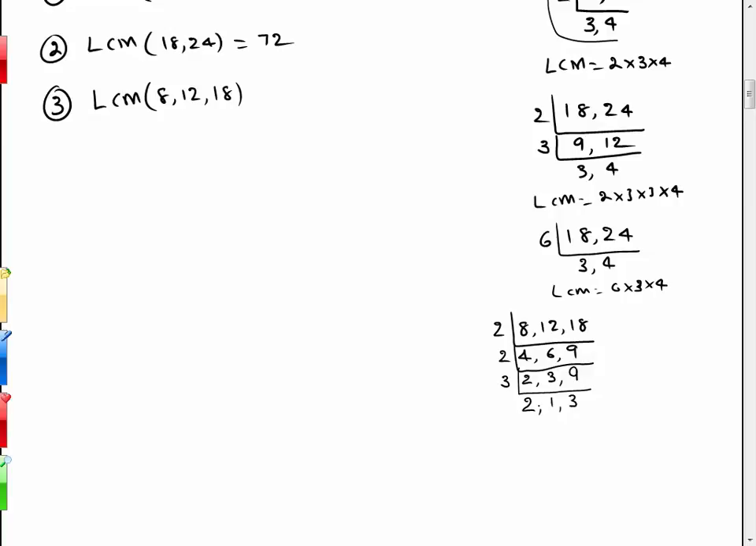Now, is there anything that goes into at least 2 of them? Nope. That's where you just simply multiply all the outside numbers. That is 2 times 2 times 3 times 2 times 1 times 3. 2 times 2 is 4, 4 times 3 is 12, 12 times 2 is 24, 24 times 1 is 24, 24 times 3 is 72. Ta-da! That's it. Cool. So this is the procedure.